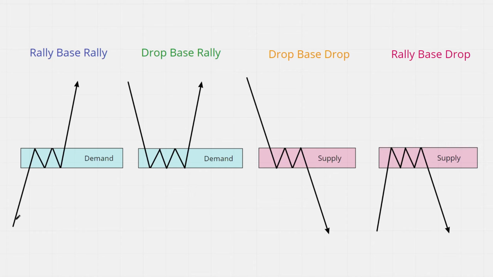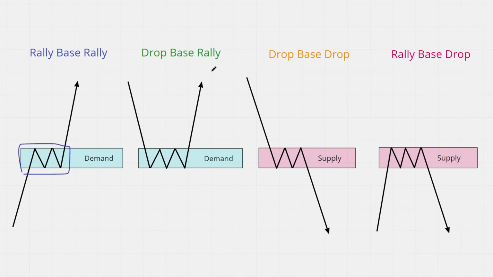So in the first one, a rally base rally, all this means is that we have a rally, so a bullish impulsive move, and then price action is accumulating within this base, and then we push to the upside. And so this base would act as a potential demand zone in the future. And now for the next one, a drop base rally, it's very similar to the last one, except the only difference here is that before we formed our base, we had a bearish impulsive move. So price action dropped, it formed a base, and then it rallied.